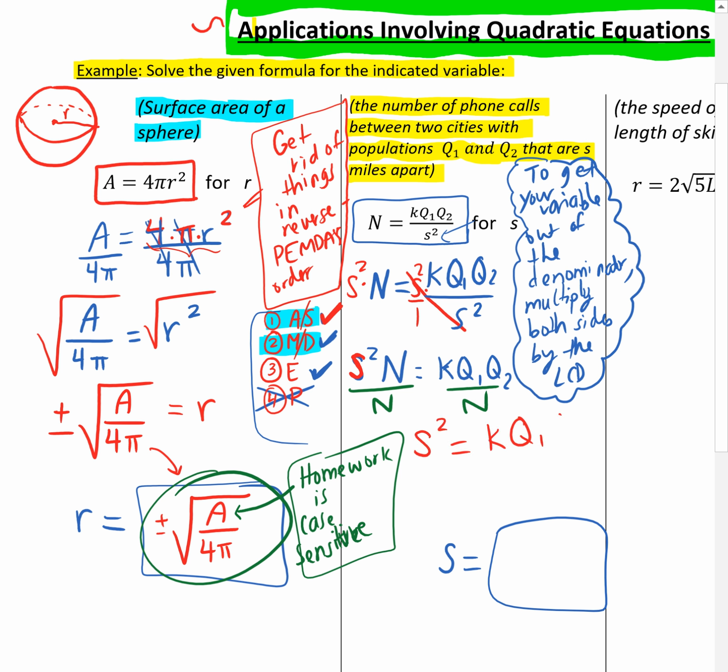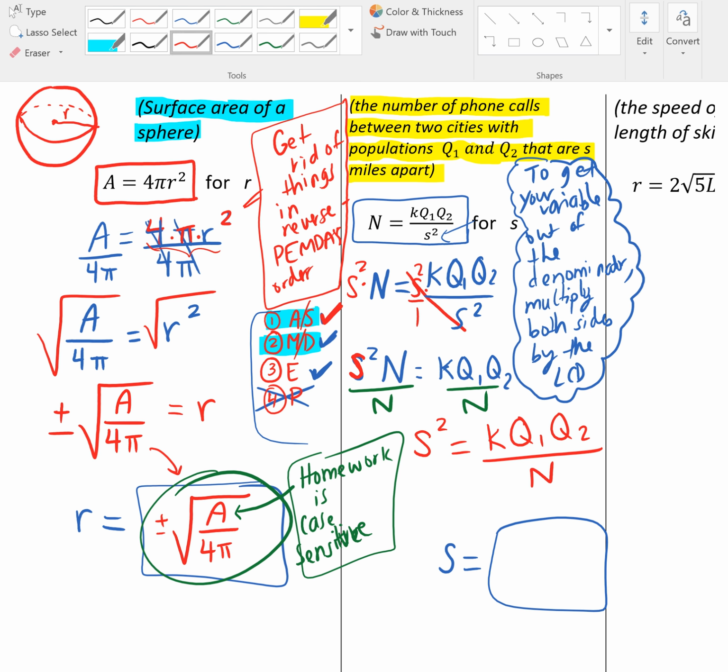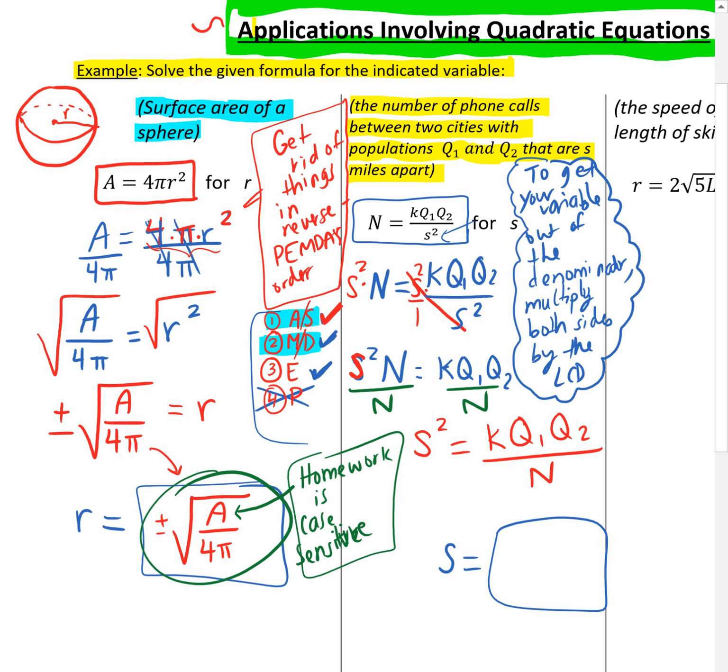On the right side, there's not much I can do. I don't really know what any of these things are. They're all just variables, so I could just leave it like that. And then there's only one thing to get rid of, the square. And we know how to get rid of a square by now. It's a square root. I'll square root both sides.